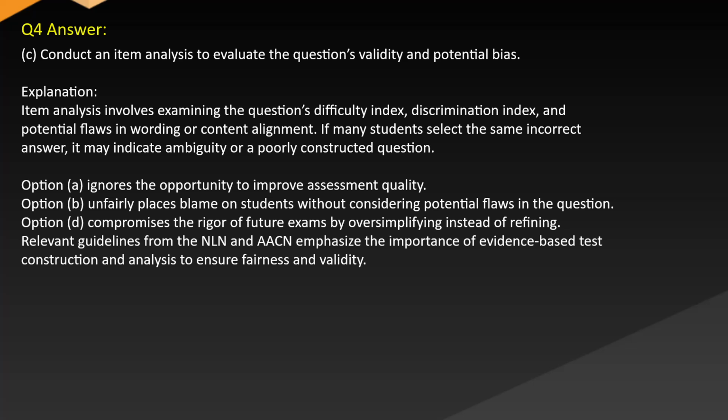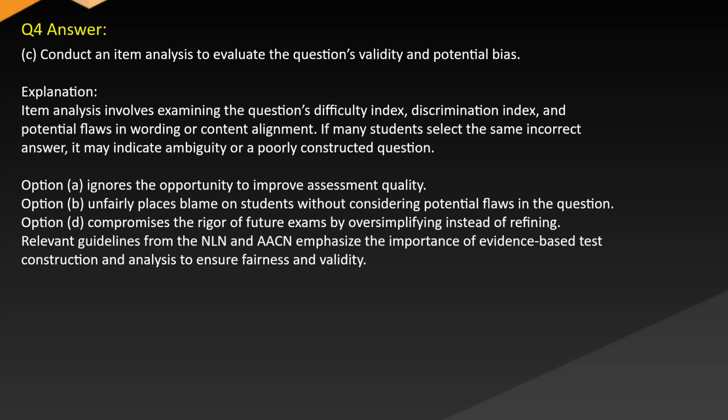Answer: C. Conduct an item analysis to evaluate the question's validity and potential bias. Explanation: item analysis involves examining the question's difficulty index, discrimination index, and potential flaws in wording or content alignment. If many students select the same incorrect answer, it may indicate ambiguity or a poorly constructed question.